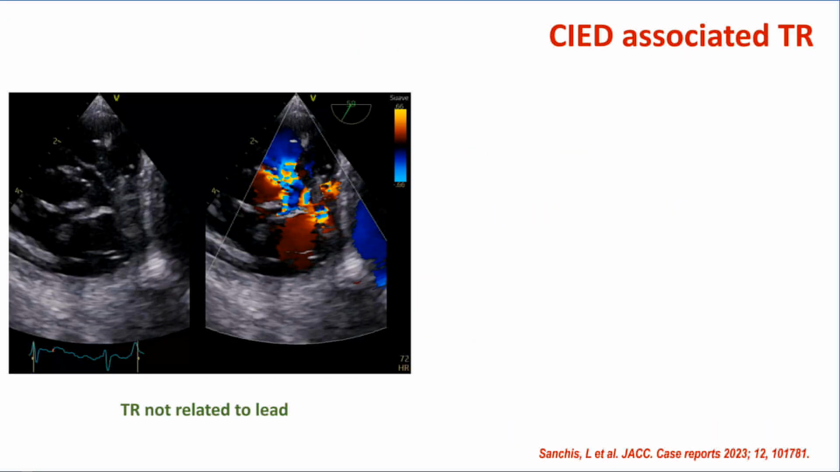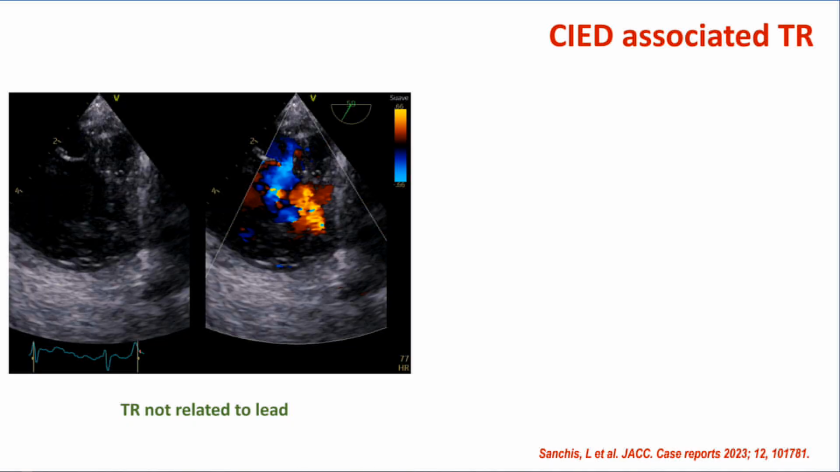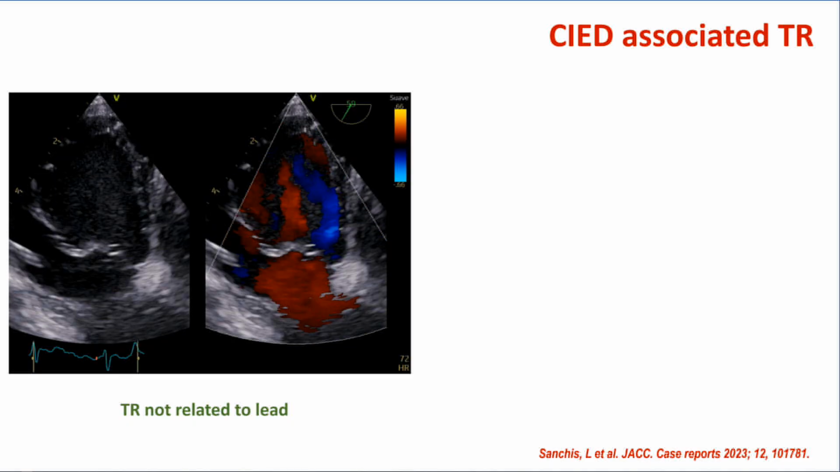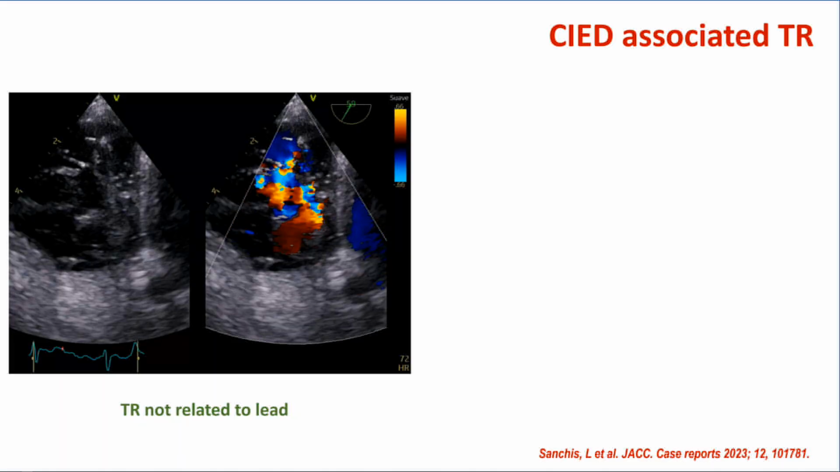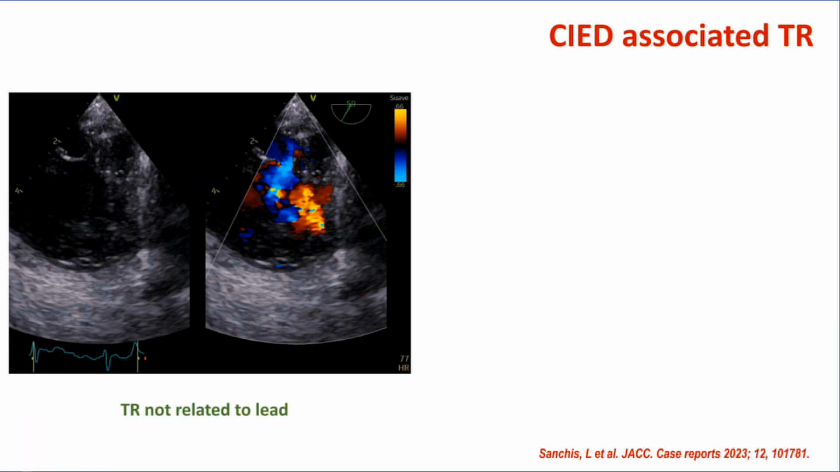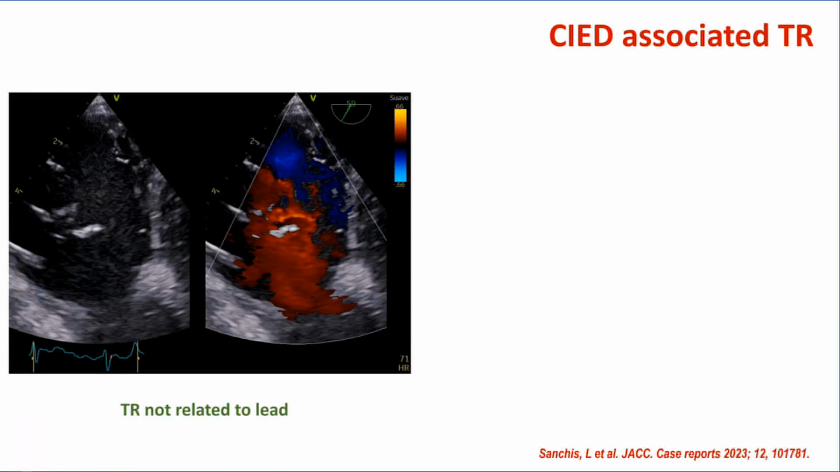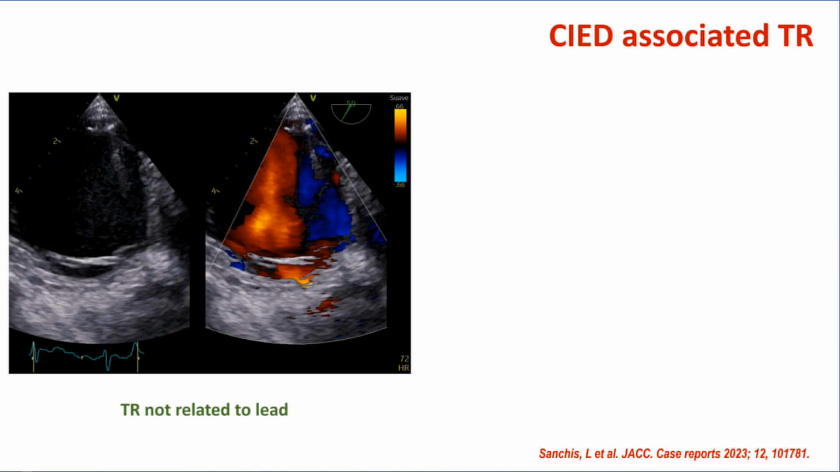The same rationale applies in transcatheter therapies. Another entity that we are dealing with more and more, because we are using more and more intracardiac electrodes, is tricuspid regurgitation associated with the presence of leads. And here again, imaging is crucial to understand the relationship between the lead and the induction of tricuspid regurgitation.